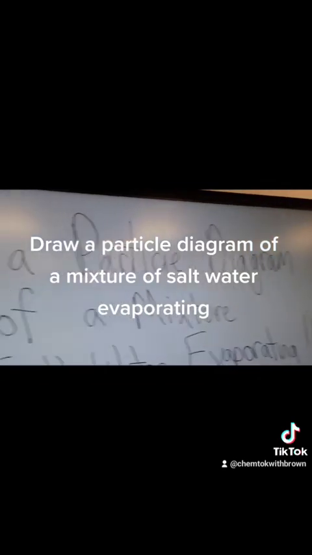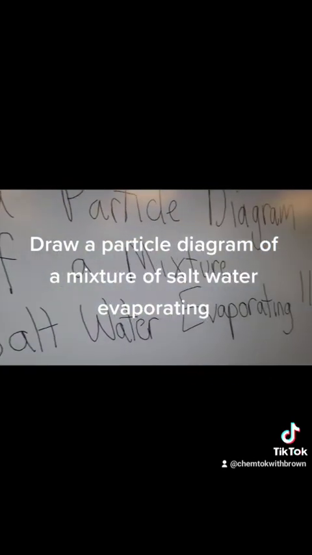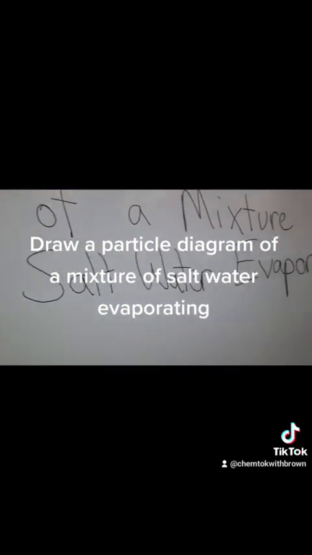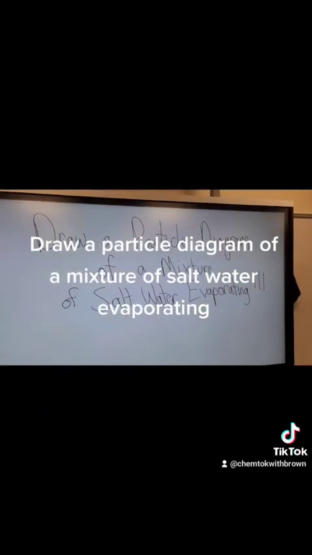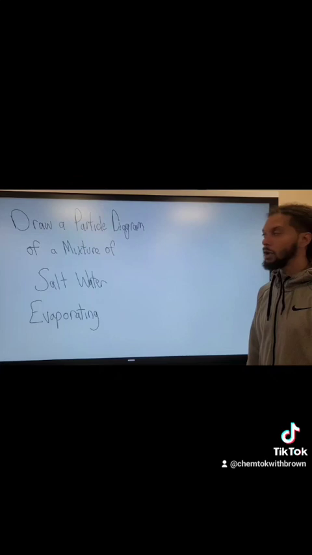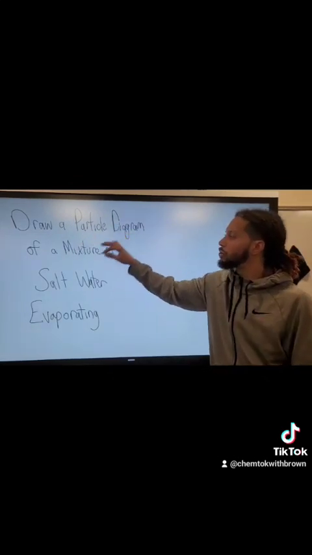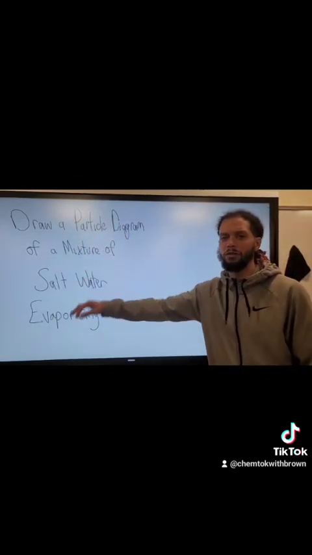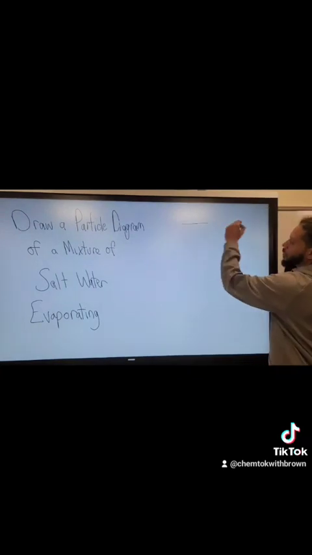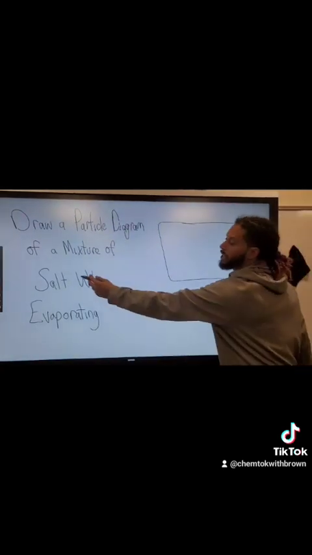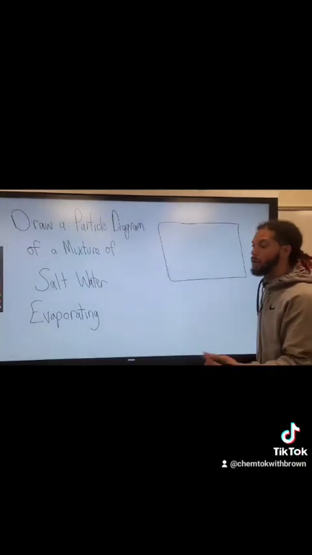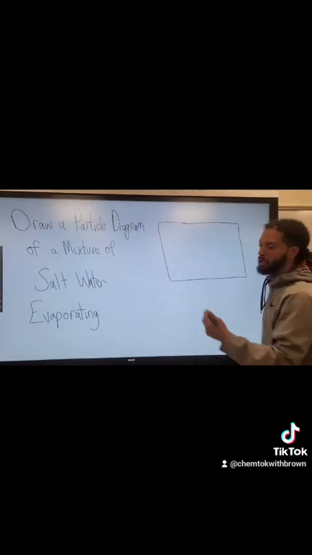Draw a particle diagram of a mixture of salt water evaporating. So for this ChemTask, I have to draw a particle diagram of a mixture of salt water evaporating. To do so, I have to draw my box. The next step is to draw my liquid salt water. So to do so, I'm going to start off with my water, and I know it's a liquid.